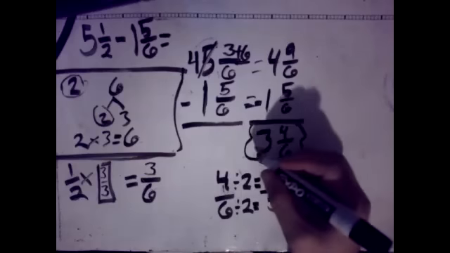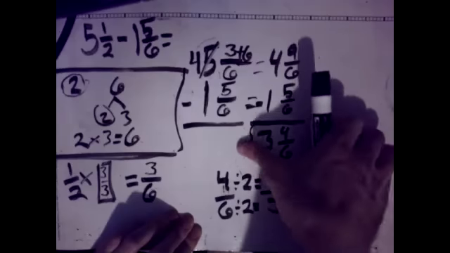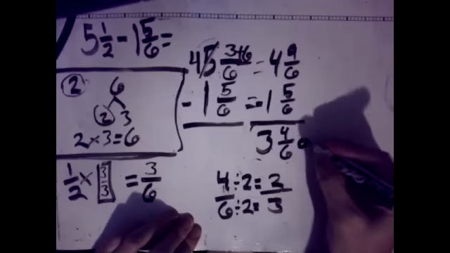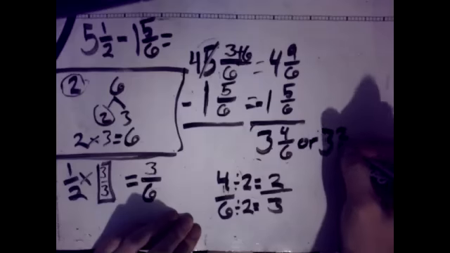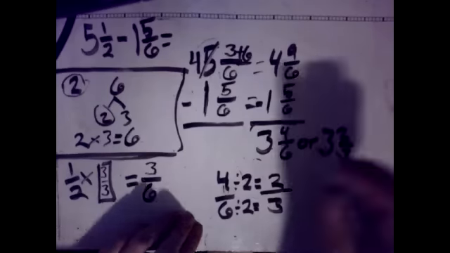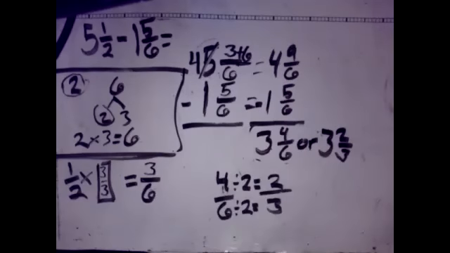And so we could write 3 and 4/6, or we could write 3 and 2/3. So that was our regrouping when subtracting with mixed numbers, and we got a little bit of simplifying as well. I hope this was helpful, and I will see you again soon.